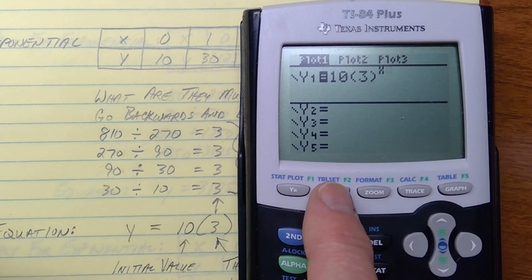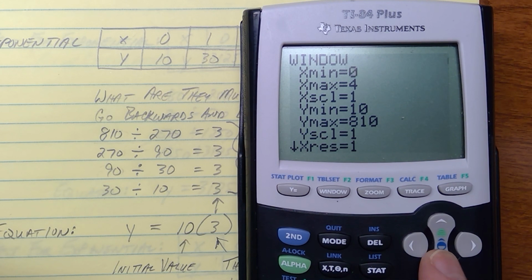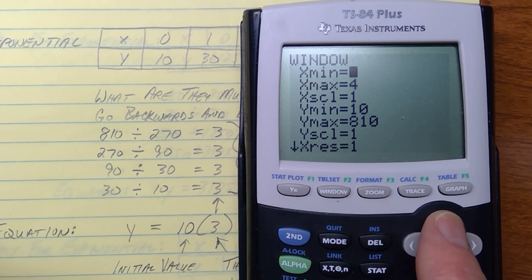So I'm going to go to my window and I'm going to say, well, I just want my x's from 0 to 4. Usually this says something like -10 to +10. Change it to 0 to 4 so it matches the table.